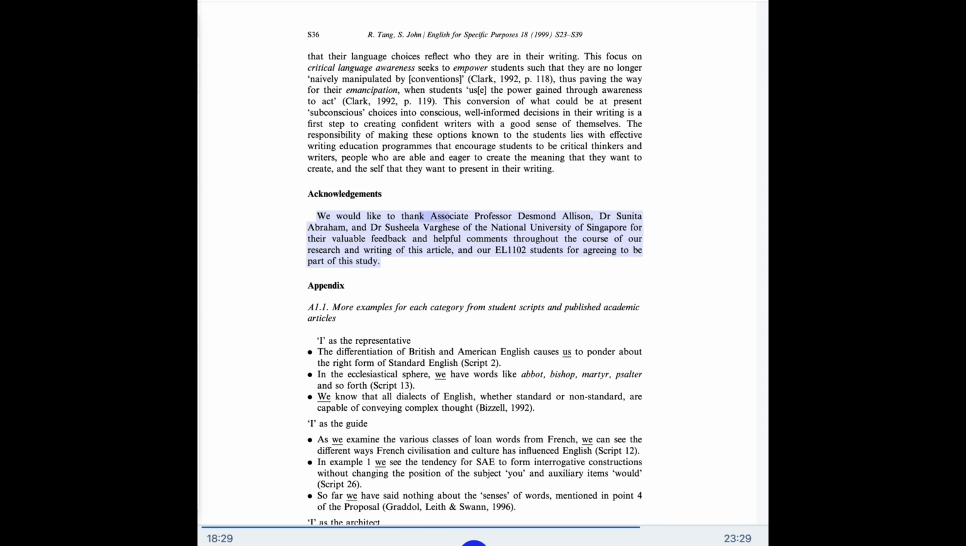Acknowledgements. We would like to thank Associate Professor Desmond Allison, Dr. Sunita Abraham, and Dr. Cecilia Varghese of the National University of Singapore for their valuable feedback and helpful comments throughout the course of our research and writing of this article, and our 1,102 students for agreeing to be part of the study.